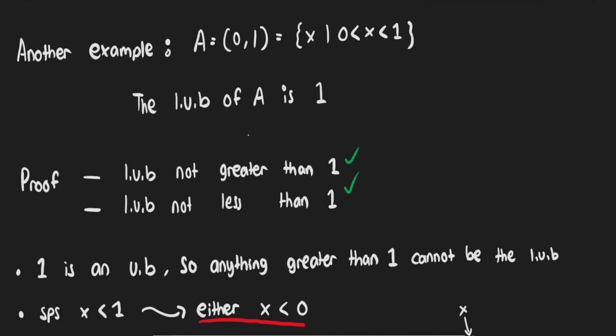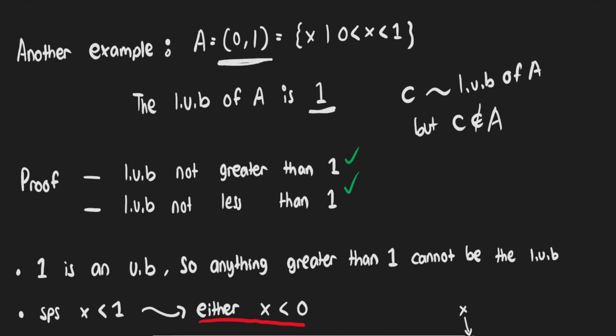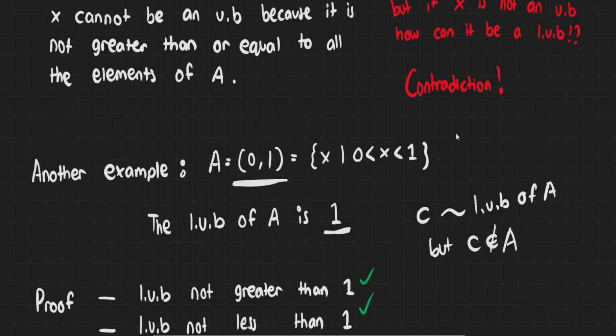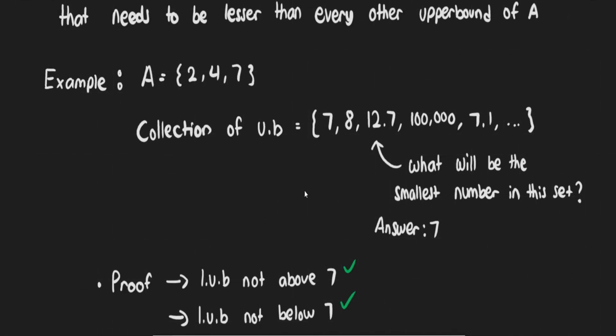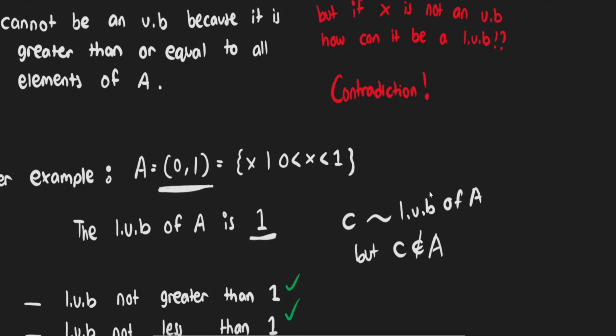So this, by the way, is an example of C being a least upper bound of A, but C is not inside of A. So in this case, we have 1. 1 is the least upper bound of A, but 1 is not inside of the interval between 0 and 1, because we specifically don't include 0 and we specifically don't include 1. Contrast this to the example above, where 7 is a least upper bound, and 7 is inside of A. So a least upper bound can be inside or it can be outside of the set.